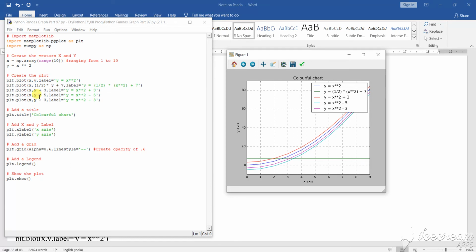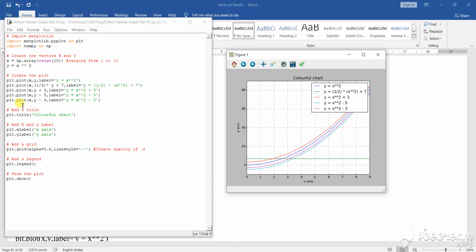Okay, third phase is what? Third phase plot, you see x and y is what? Y plus 3. What is the value of y? Y value is x to the power of 2 plus 3. Okay, next phase: x will be 1 to 10 and y will be y minus 5. What is the value of y? X to the power of 2. So x to the power of 2 minus 5.